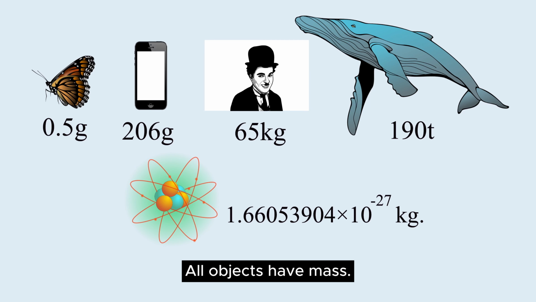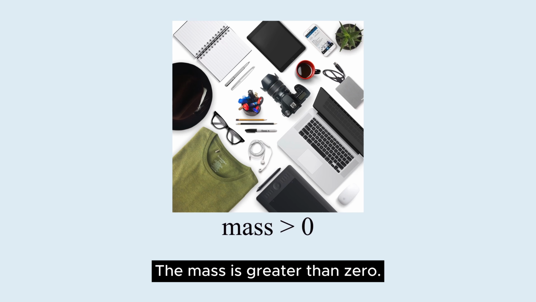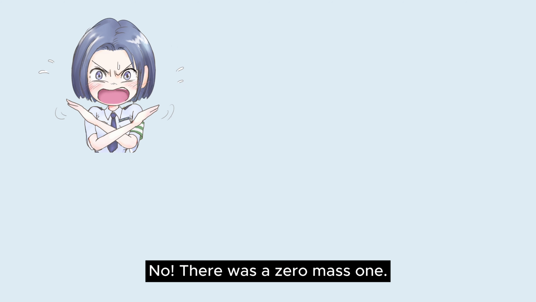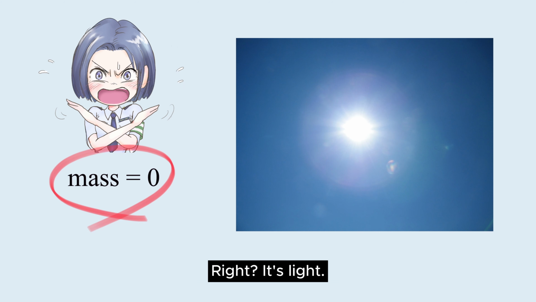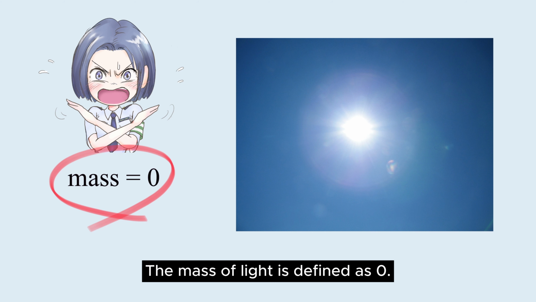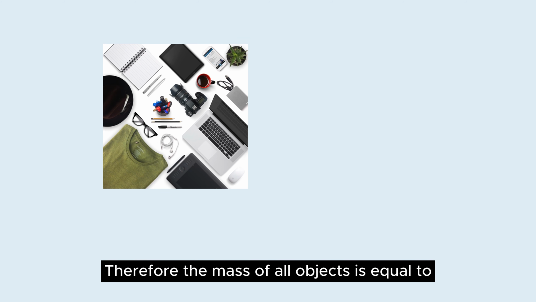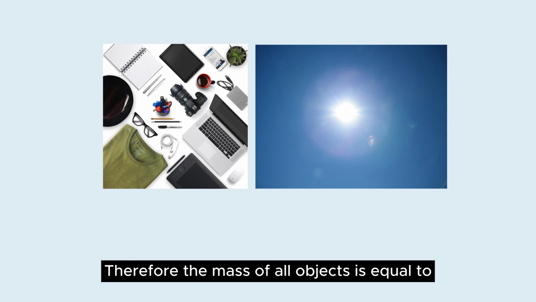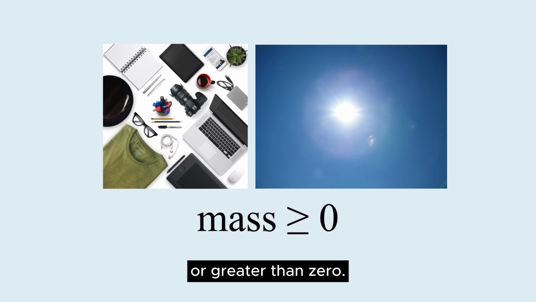Hi! All objects have mass. The mass is greater than 0. No, wait, there was a zero mass one, right? It's light. The mass of light is defined as 0. Therefore, the mass of all objects is equal to or greater than 0.